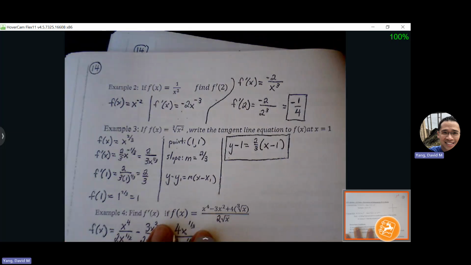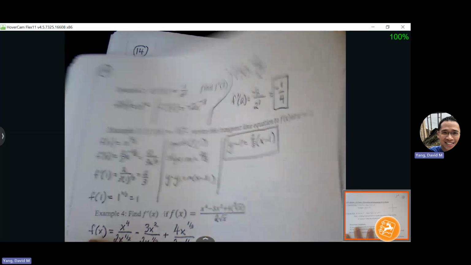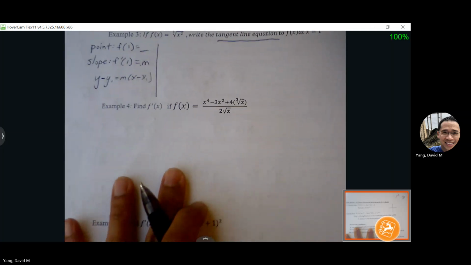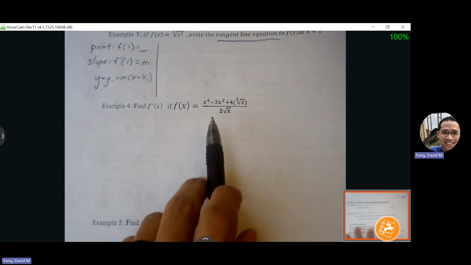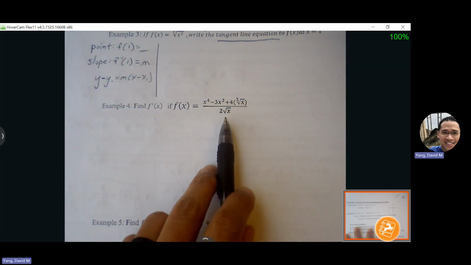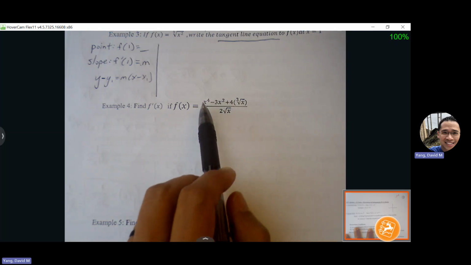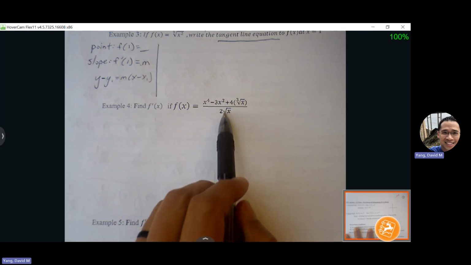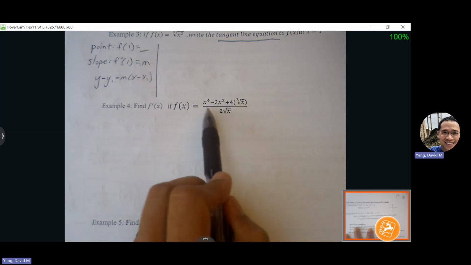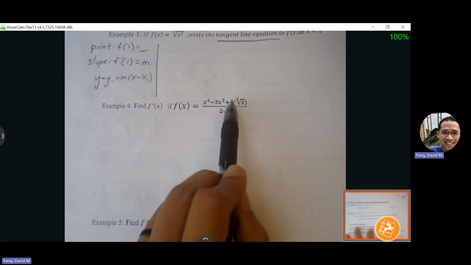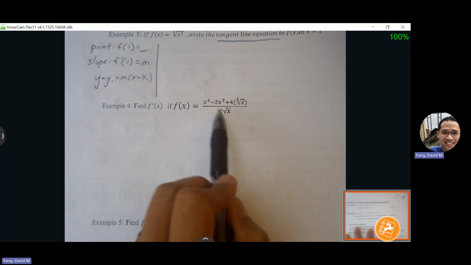Are we good with 3? Here's number 4. All right, now 4 looks complicated because you have that numerator and denominator, but we have to be careful that we can't just do power rule for each of these terms and treat them all as independent. These are connected in ways that require us to do cleanup before we can do power rule. These are not independent of each other.